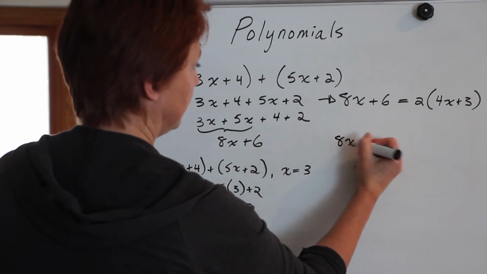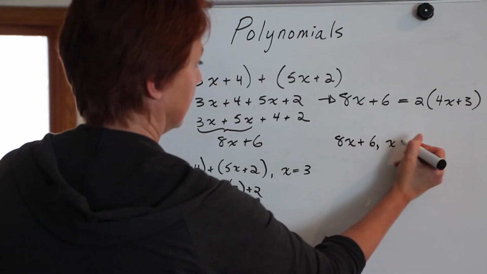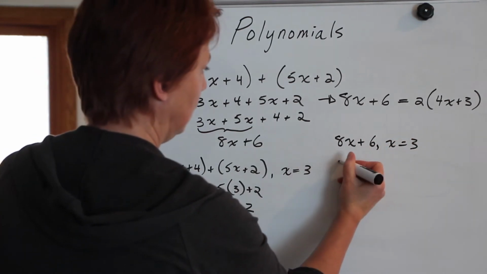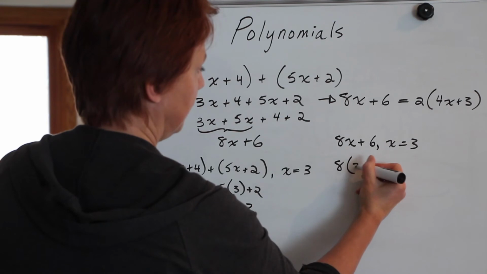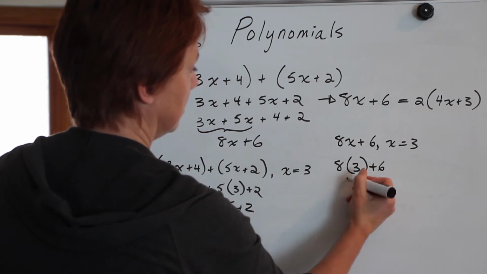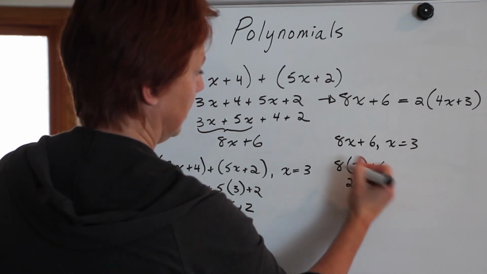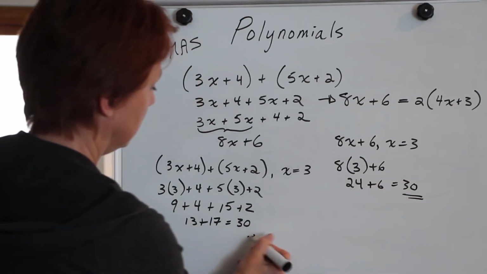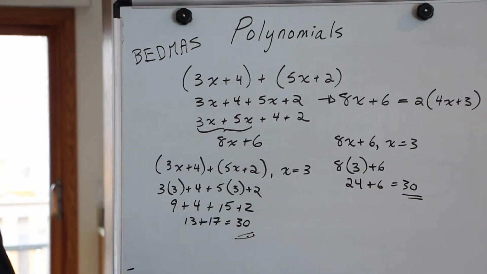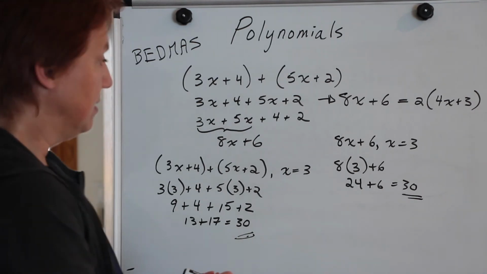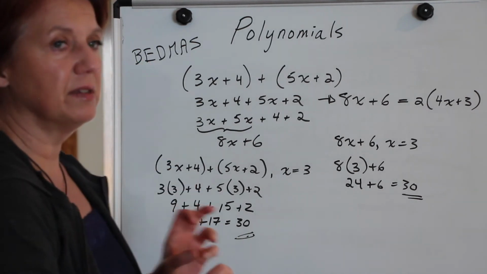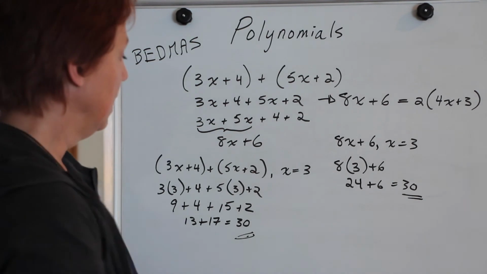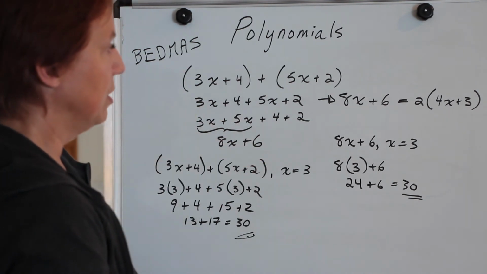Okay, so 8x plus 6, where x equals 3. So we're going to put in the 3 for x plus 6. We're going to get 24 there. 8 times 3 plus 6 is 30. Okay? We get the same answer. Of course we do. We have to. Unless you've made a mistake somewhere, the answer's got to be the same. So this is what simplifying is all about, okay?